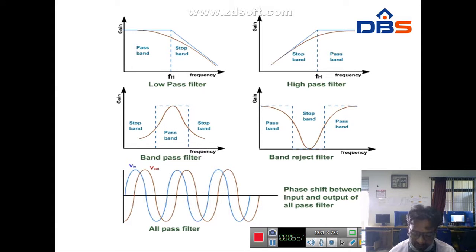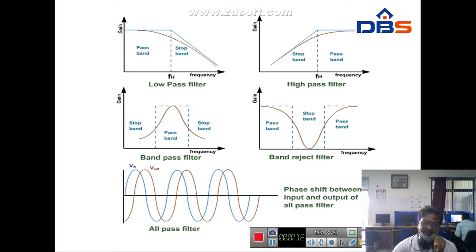So in this figure 1, the frequency response characteristics of the 5 types of filters. The ideal response is shown by the dashed curves, while the solid line indicates the practical filter response. Here we have blue and brown colored lines. The blue color represents the ideal filter.